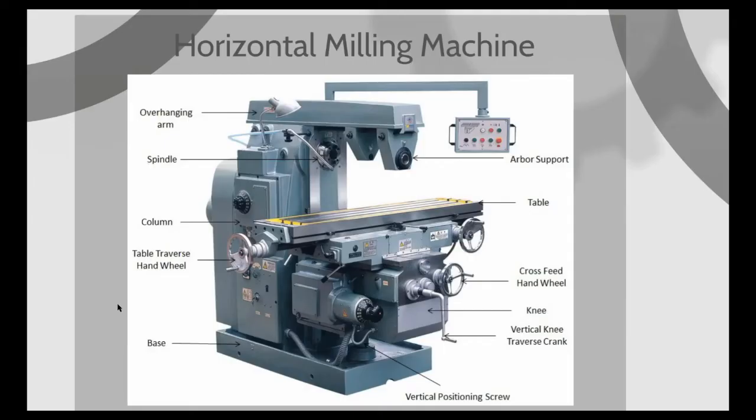Here are the pictures of a milling machine. You can see the parts of the milling machine: arbor support, table, cross-feed, knee, vertical positioning screw, base, column, spindle, overhanging arm, and table transfer hand wheel.